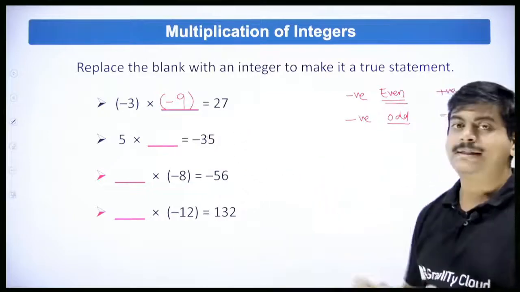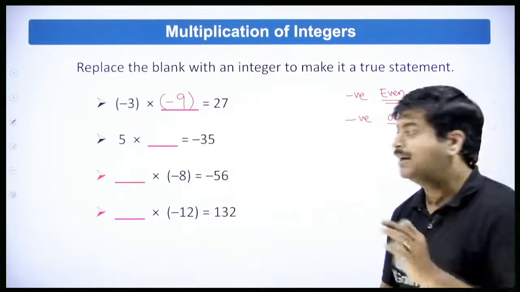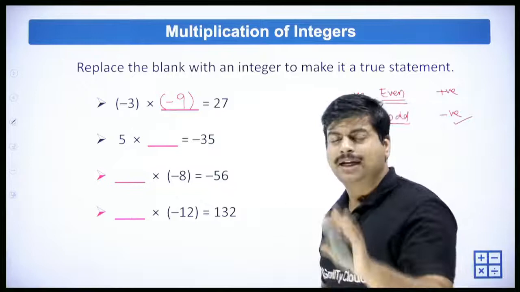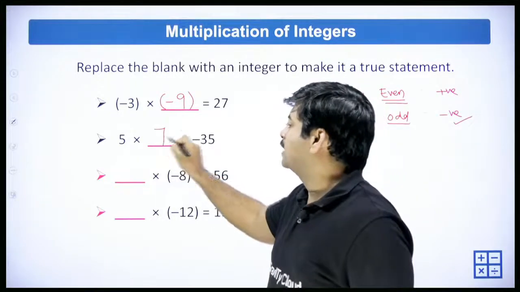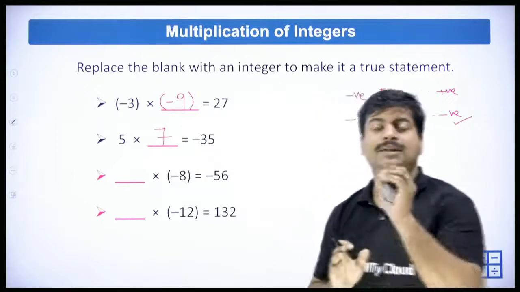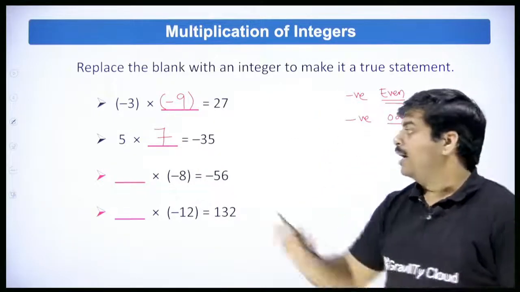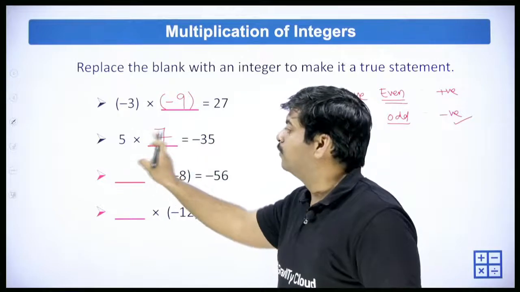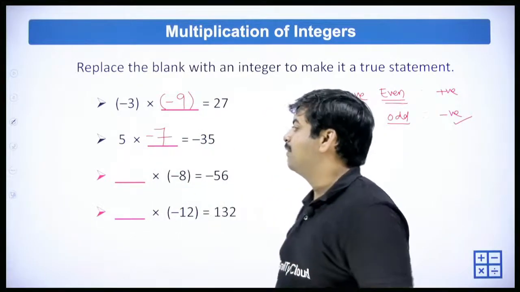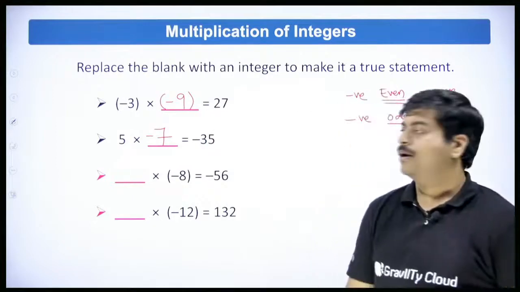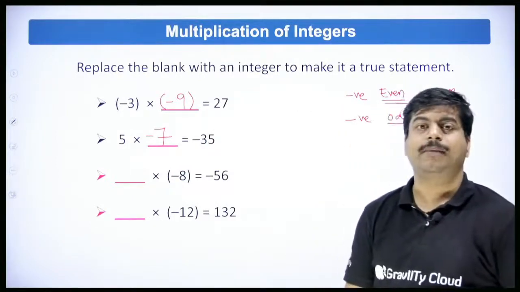The next point is, 5 into which value gives you minus 35? First of all, leave that negative. You know that 5 into 7 is 35, correct? What is that negative value now? Here we have a negative, so one out of these two should be negative. So 5 into minus 7 is equal to minus 35.